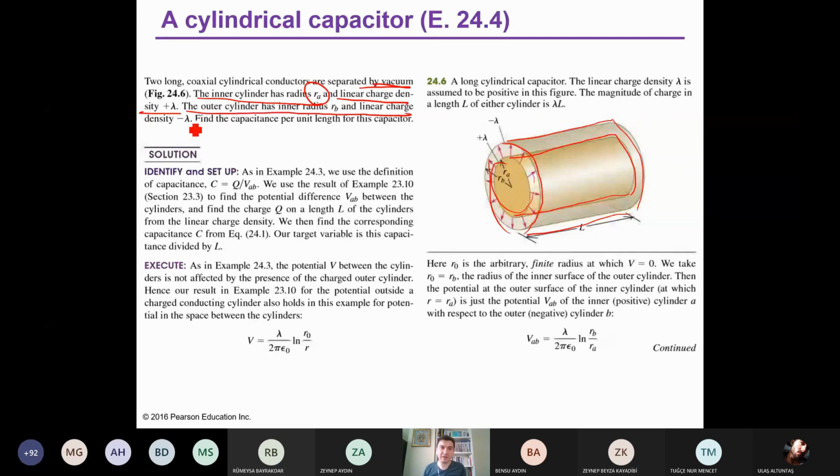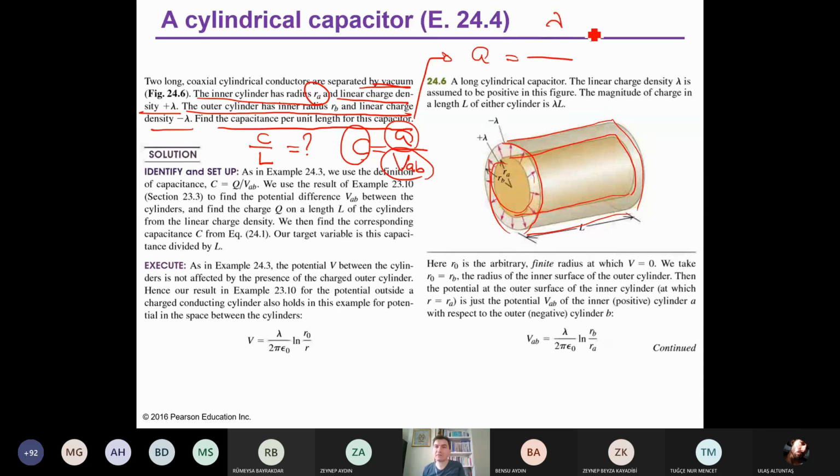So what is asked? Capacitance per unit length. In order to calculate the capacitance, you need Q over VAB, right? If you know the Q, if you know the VAB, then you can calculate the capacitance. How to calculate Q? Lambda is given with Q over L, right? This is linear charge density. And if you take Q from this expression, you can write lambda times L. Just put it there.